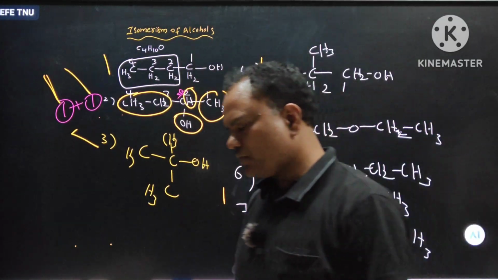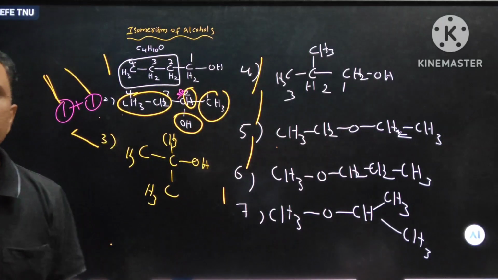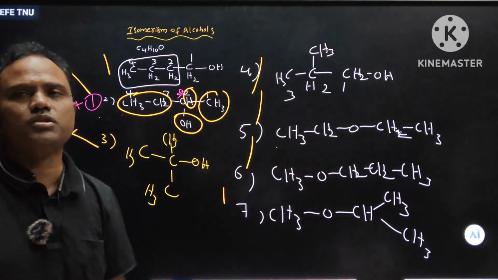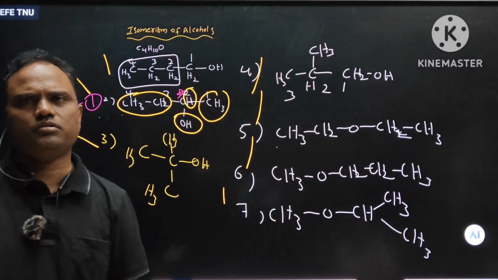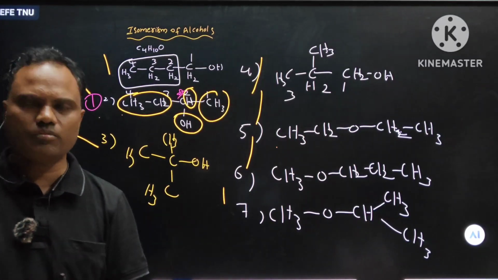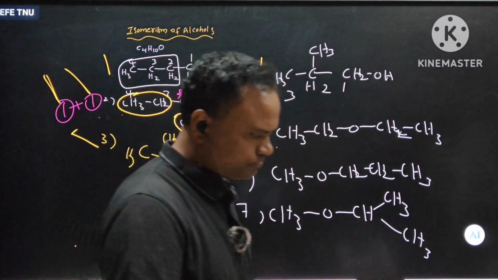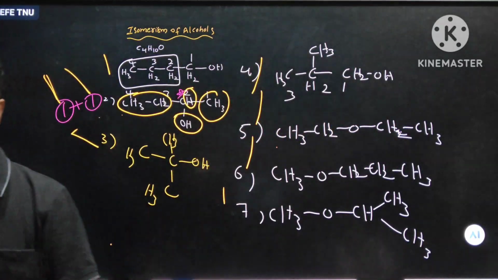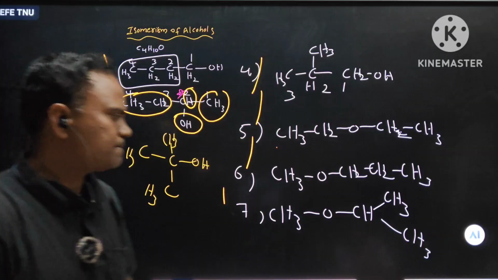So we may get questions on this calculation of the number of isomers for the formula C4H10O. Not only C4H10O, any other formula also. Okay, and this is completely hit and trial only, right?